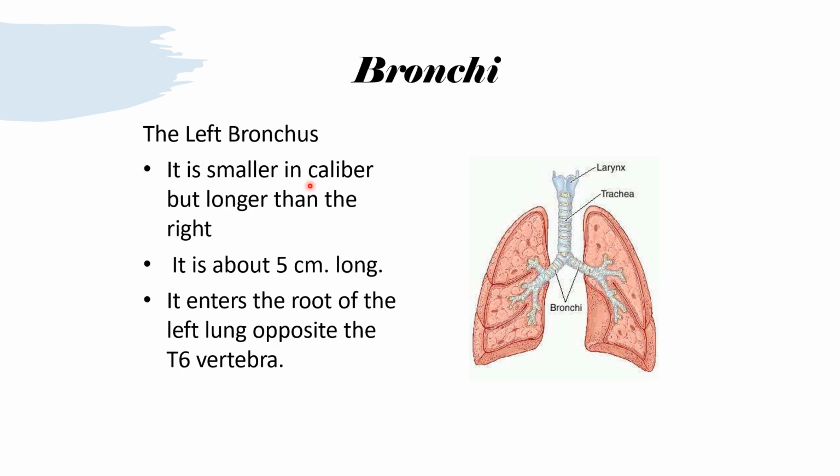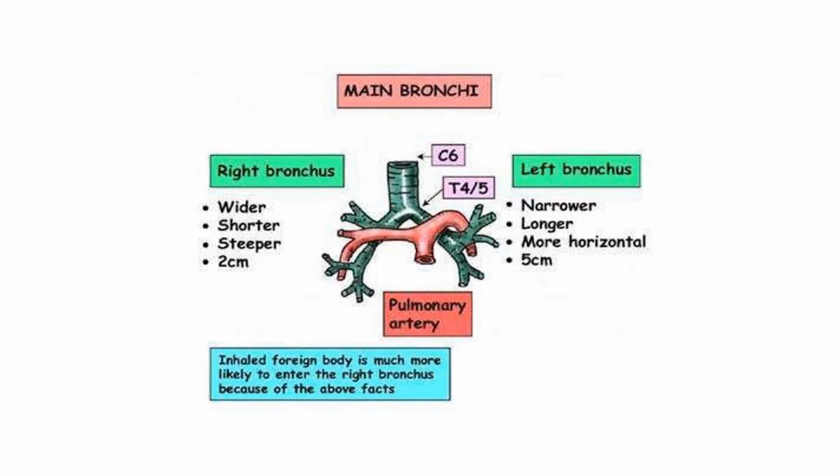Whereas the left bronchus is smaller in caliber but longer than the right bronchus, as you can see in this diagram. It is about 5 centimeters long. It enters the root of the lung opposite the T6 vertebra.